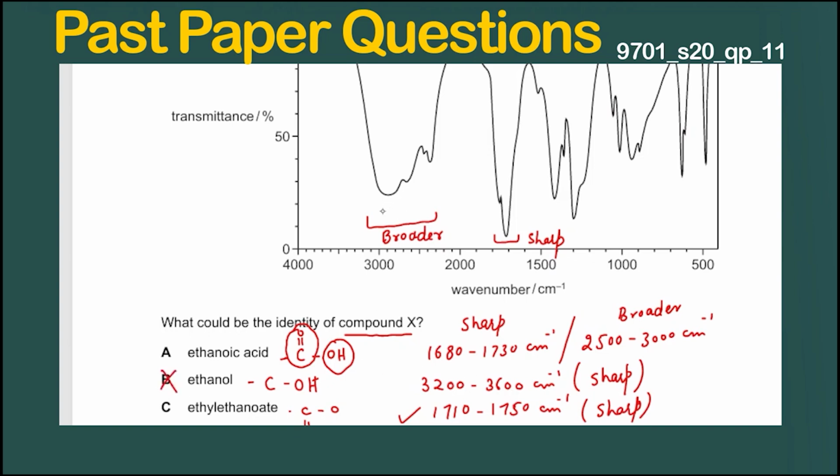Here you are observing that there is a sharp peak and also a broader peak. That is only possible in the option A, so that's why A is your answer. In the C and D there is no broader peak, so that's why these could never be your answer.